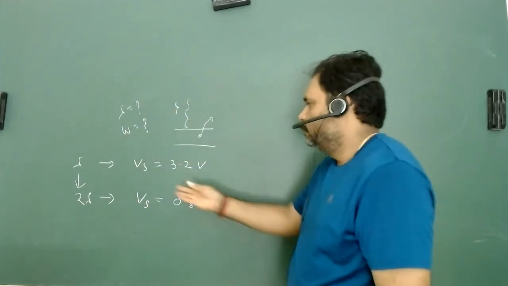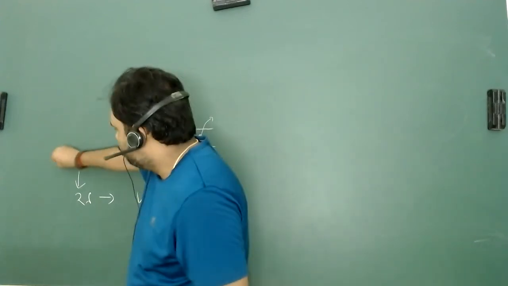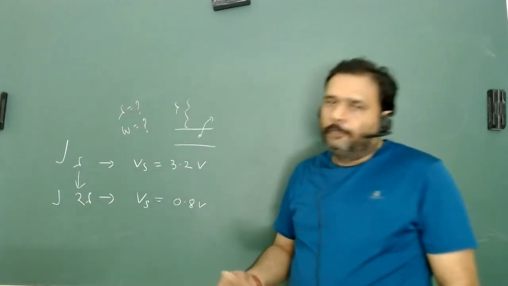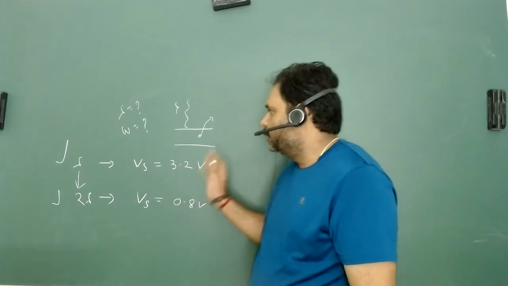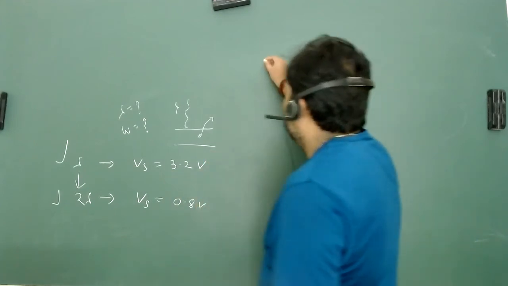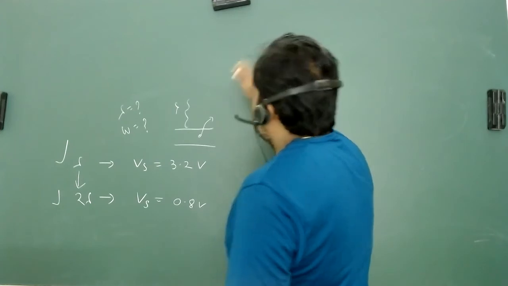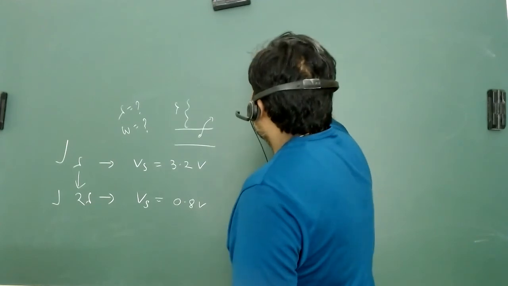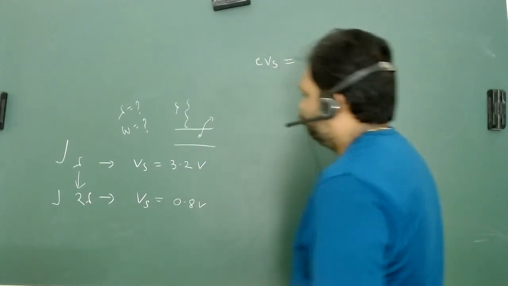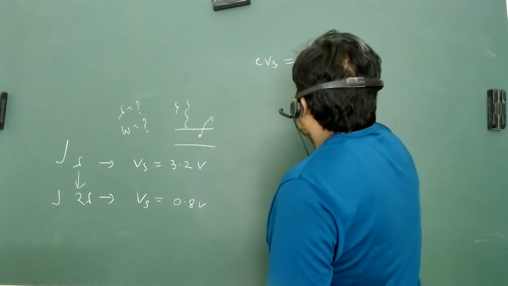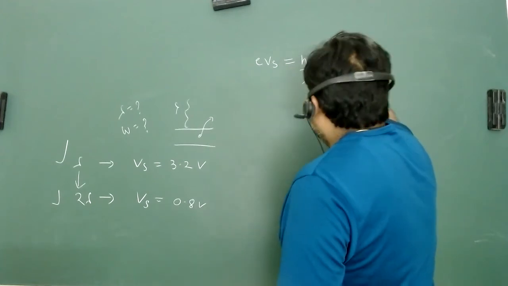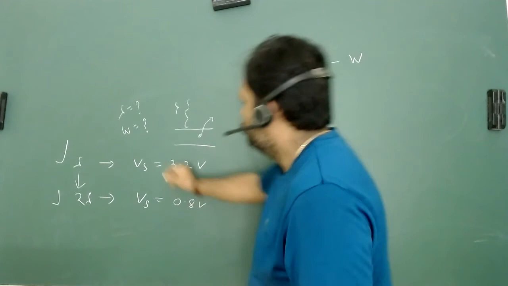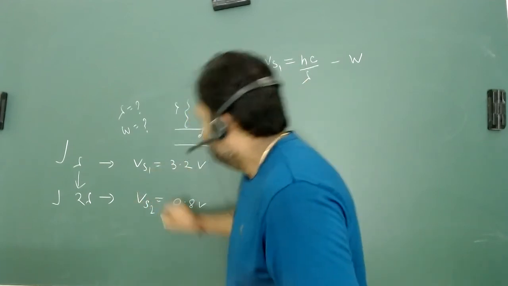Obviously we have two equations. One corresponds to lambda, and another corresponds to 2 lambda. Two equations, two unknowns, so we can easily solve everything. What will be the first equation? We can write Einstein's equation in terms of stopping potential: e Vs equals hc upon lambda minus the work function. Let's say this is the first one, so e Vs1, and this will be e Vs2.